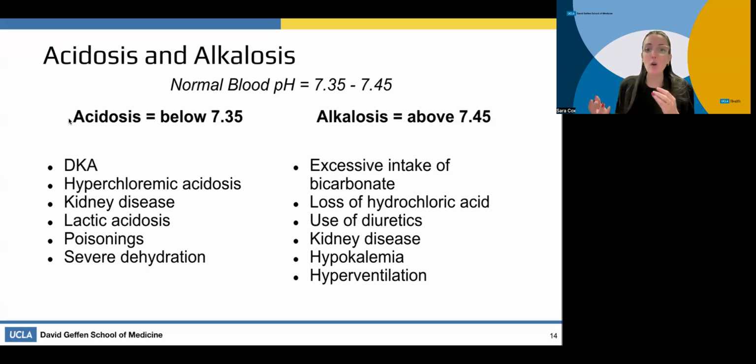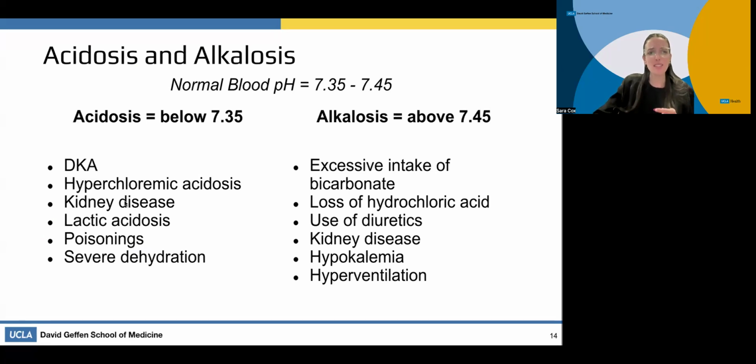On the other hand, alkalosis is when our blood pH is above 7.45. This can be due to excessive intake of bicarbonate, things like baking soda, loss of hydrochloric acid through vomiting or diarrhea or even gastric suction, the use of diuretics like water pills, kidney disease, hypokalemia or low potassium levels, and hyperventilation. All different ways that the blood can become too alkaline and we get alkalosis.